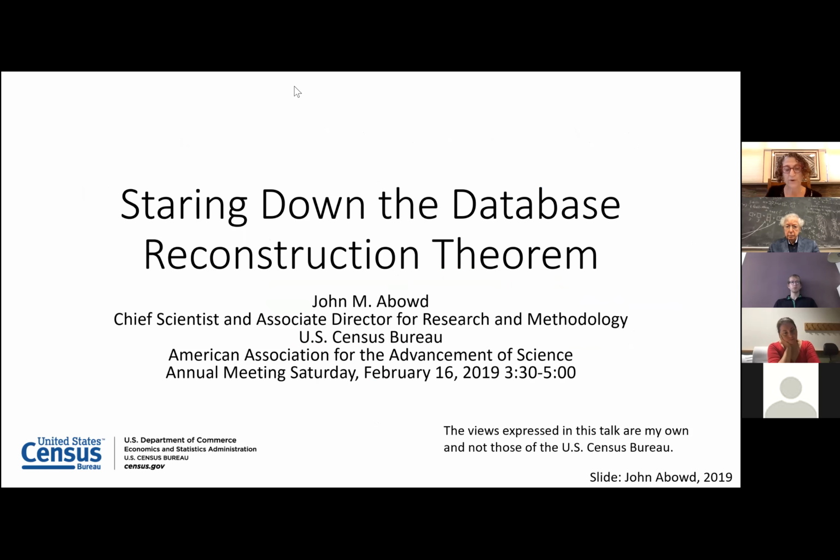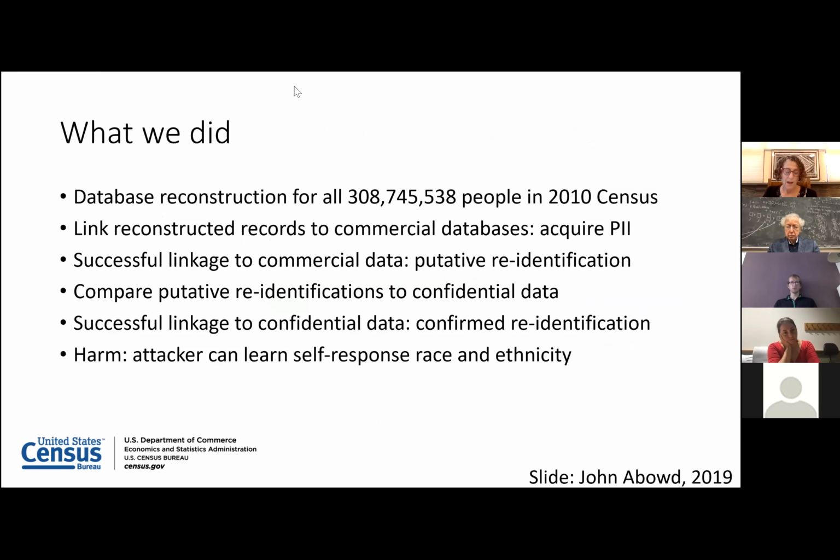And he gives this wonderful talk that you can find on the web, Staring Down the Database Reconstruction Theorem. And he talks about an attack, like the reconstruction that the Bureau did. So they reconstructed putative individuals from released summaries and tables in the 2010 census. They linked putative people without names to names by using commercially available databases to acquire personally identifiable information. And they compared the ground truth of the confidential data to their reconstructions and reidentifications. And they found that they were correct on 17% or 52 million individuals. And for those individuals, they were able to exactly reconstruct the race and ethnicity. So they identified people and reconstructed their race and ethnicity.